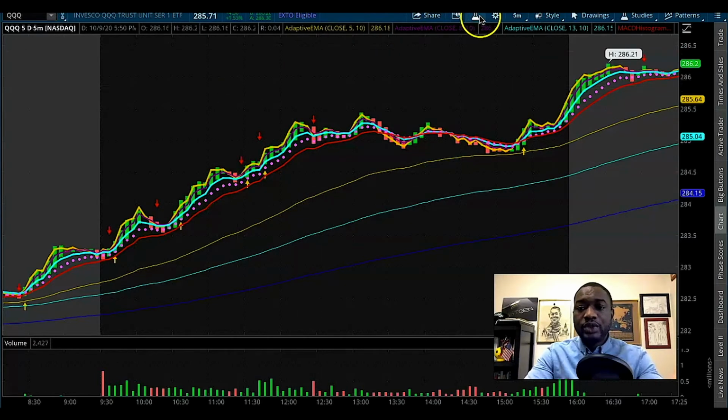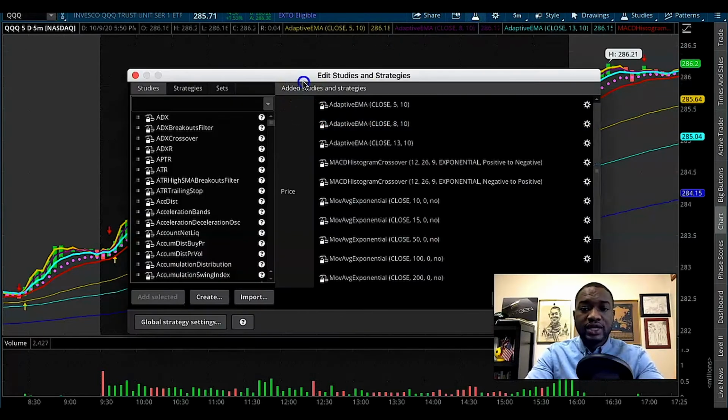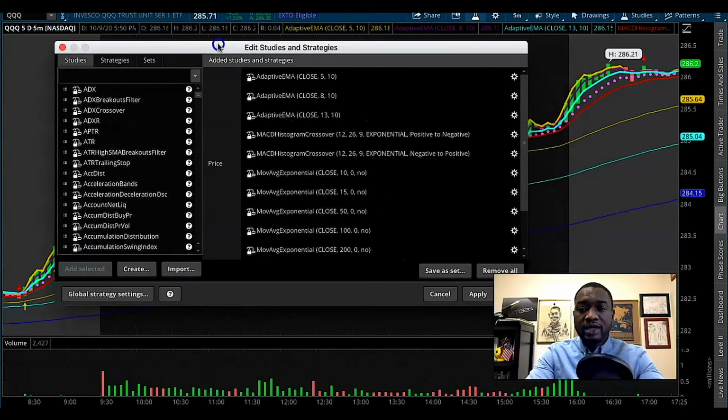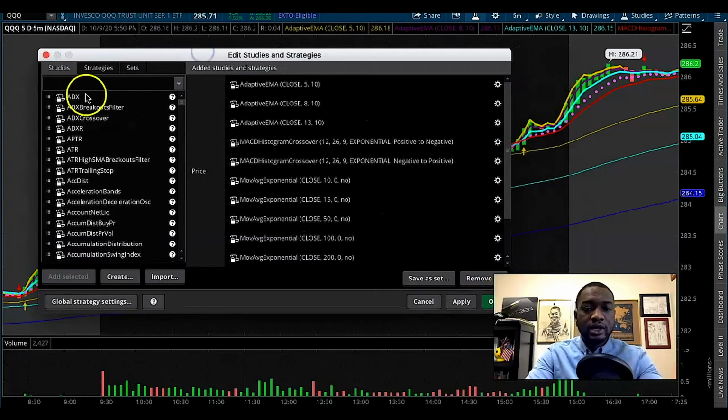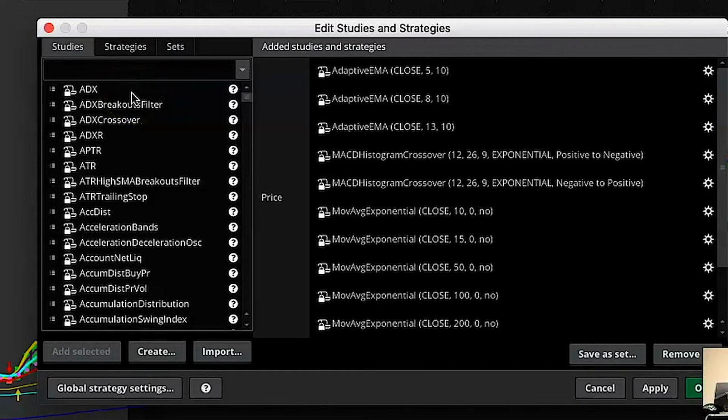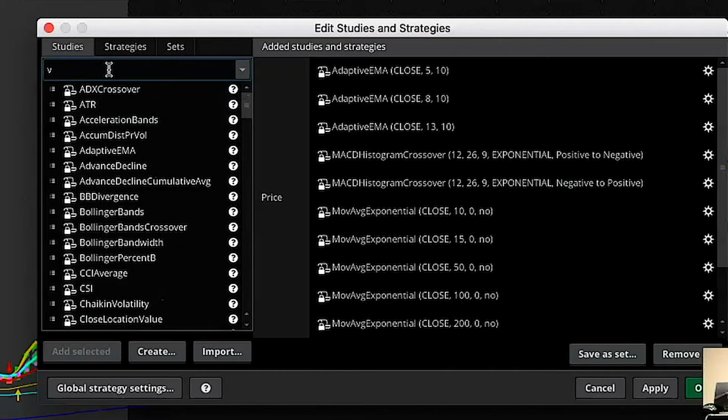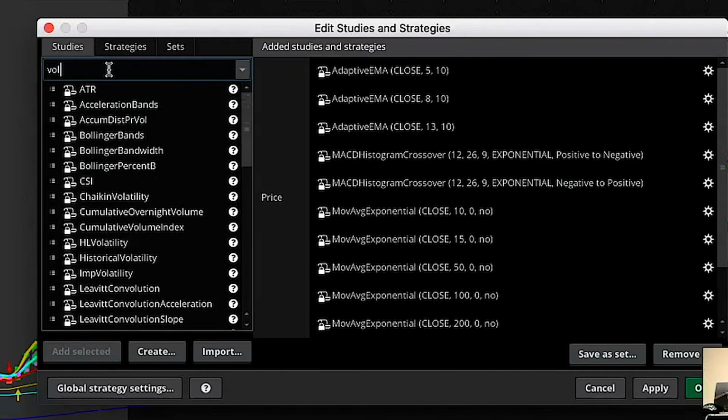So I'm going to add a couple more indicators to this that will make things a lot easier for everybody. Now, you don't have to have this many indicators on your charts, but it helps me. It helps me out a lot. That's why I particularly have a lot of indicators. It helps me out tremendously.